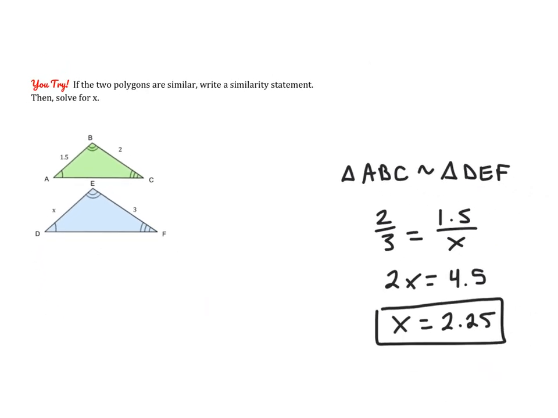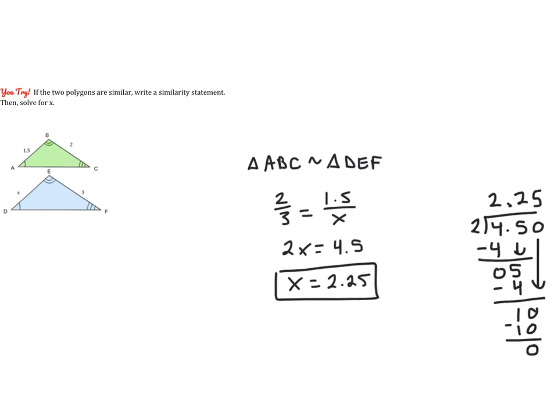Okay, let's check your work here. It will be triangle ABC is similar to triangle DEF. If your order was different, that's okay as long as the corresponding parts match. And then we can set up the ratio 2 over 3 equals 1.5 over X. And if we cross multiply and solve, we get X equals 2.5.